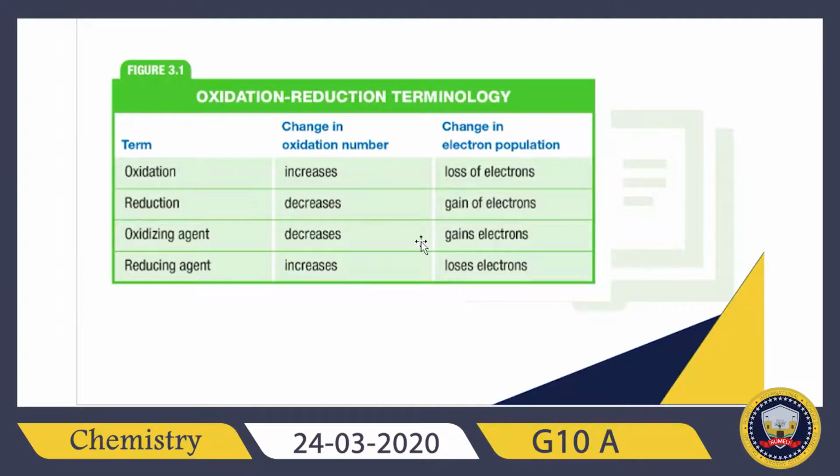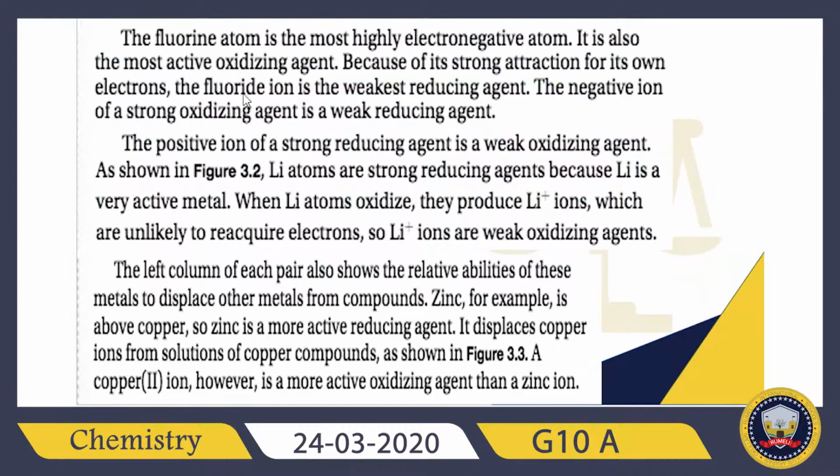You see, similar to reduction. The reducing agent is the element or compound on which an oxidation process happened. So you see here, the oxidation number increases, with loss of electrons. You should remember that. This figure 3.1 is important, okay? So let's continue.